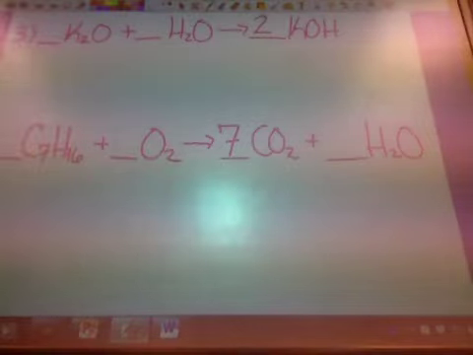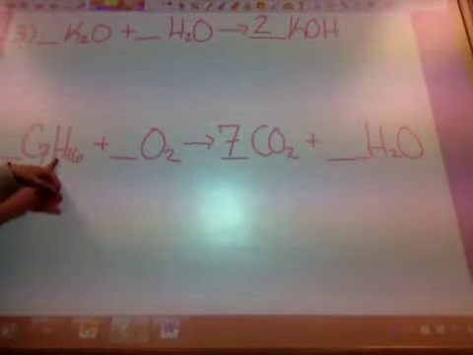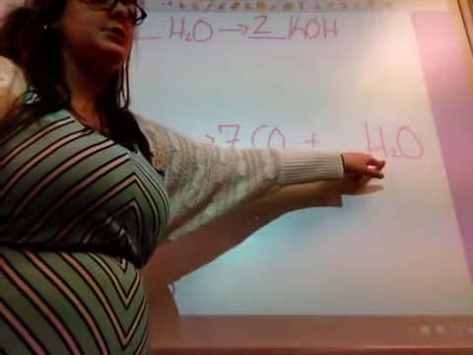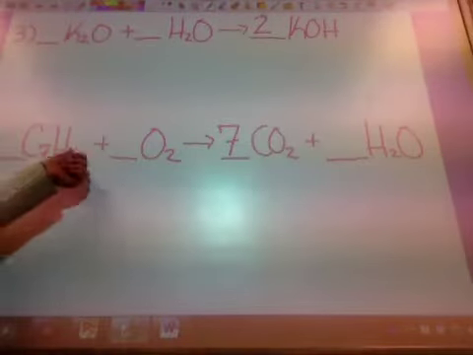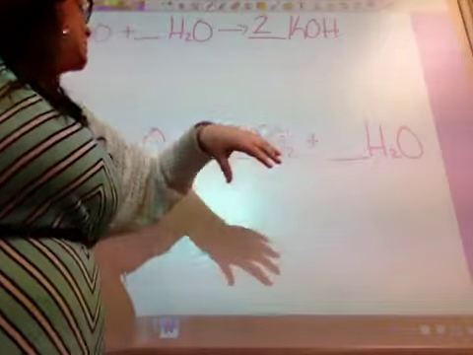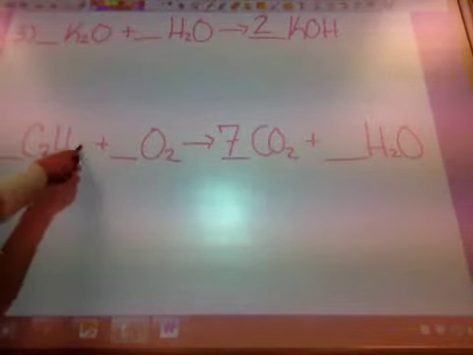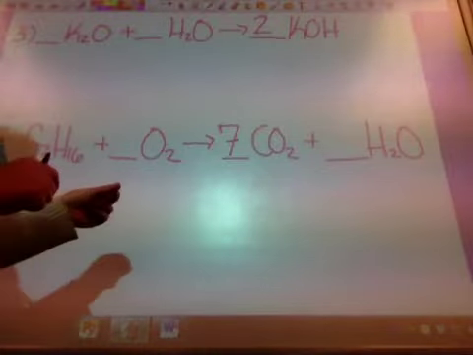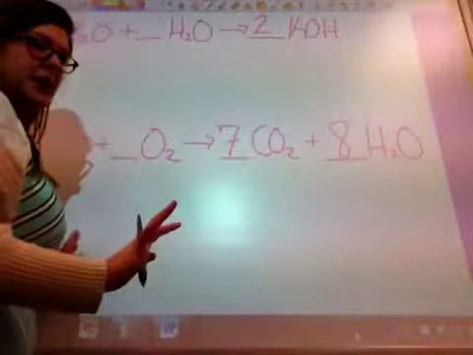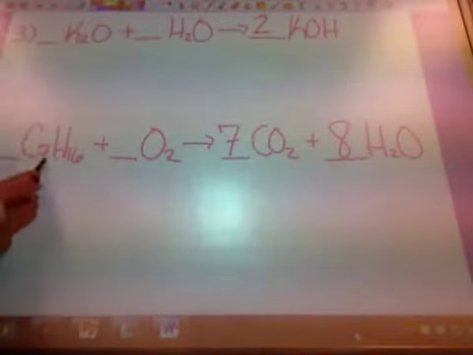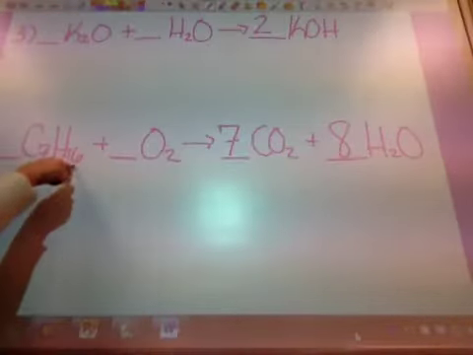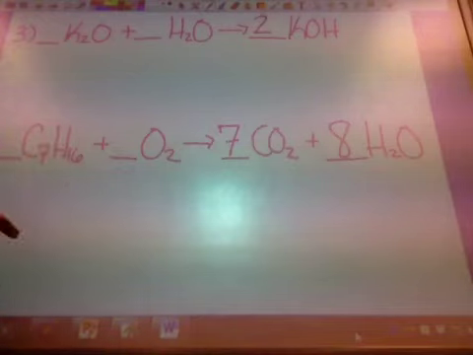Now let's look at our hydrogens. So I have 16 hydrogens on this side, but if I look on my product side, I only have 2 hydrogens on this side. So I have 16 here, but I only have 2 on this side. So I'm going to have to multiply that hydrogen by 2, where I'm going to get 16. So something times 2 is going to give me 16. So that's going to be 8. So now let's check again. 7 carbons, 7 carbons, 16 hydrogens, 16 hydrogens. So carbon and hydrogen is good.